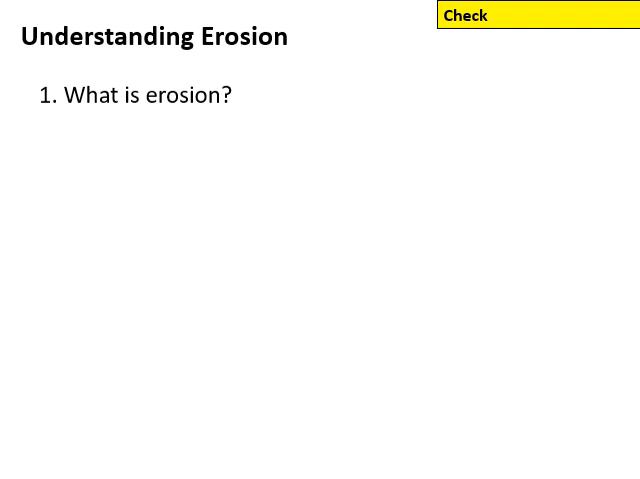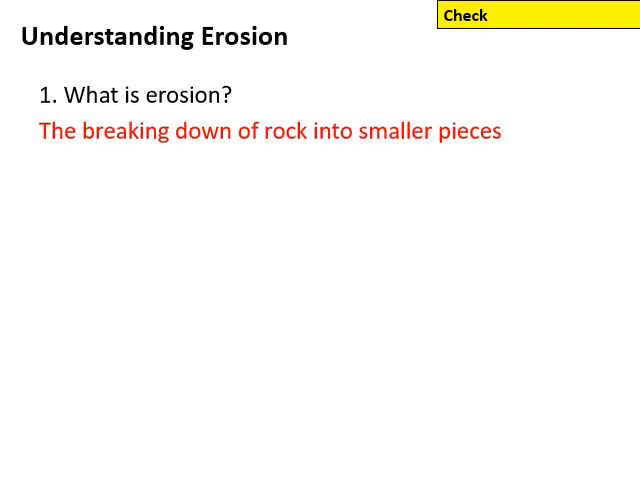So first of all, what is erosion? So erosion is the breaking down of rocks into smaller pieces. So any sort of answer that you've got like that, the breaking down of rock into smaller pieces.